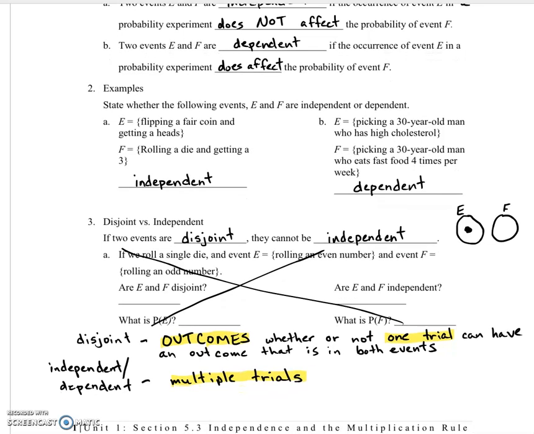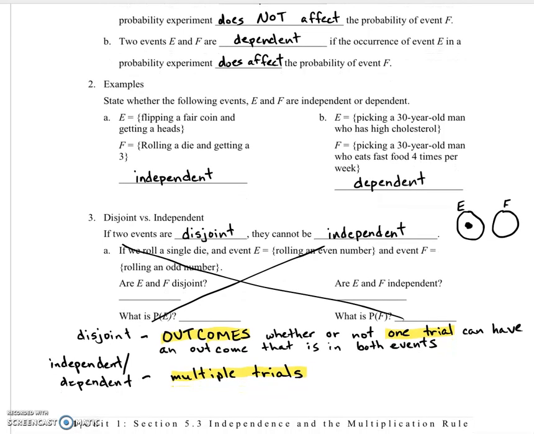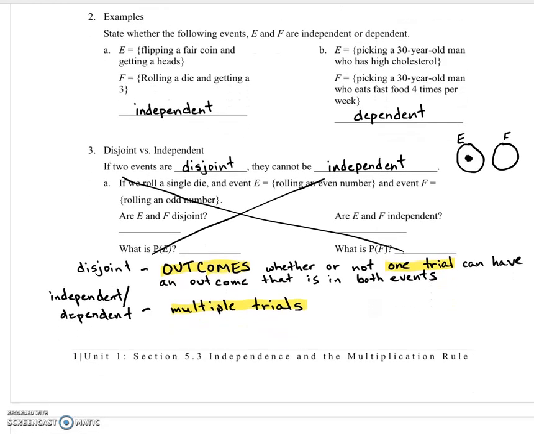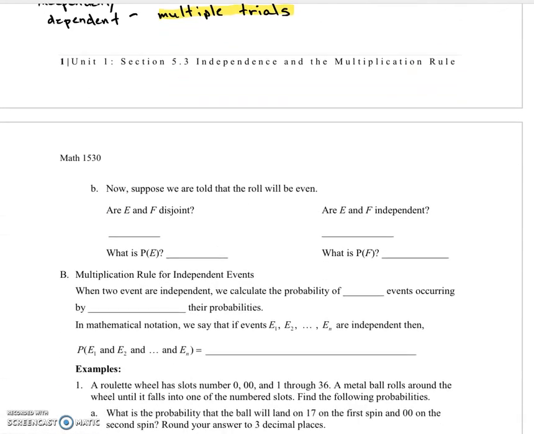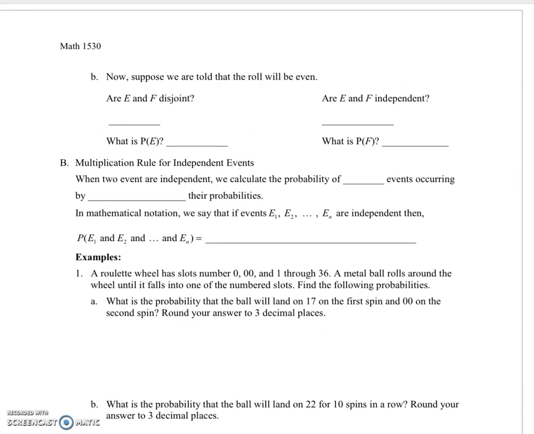Now, this will make a little bit more sense about how this applies when we do a couple examples here in a second. So again, I didn't like this part, so cross that out.